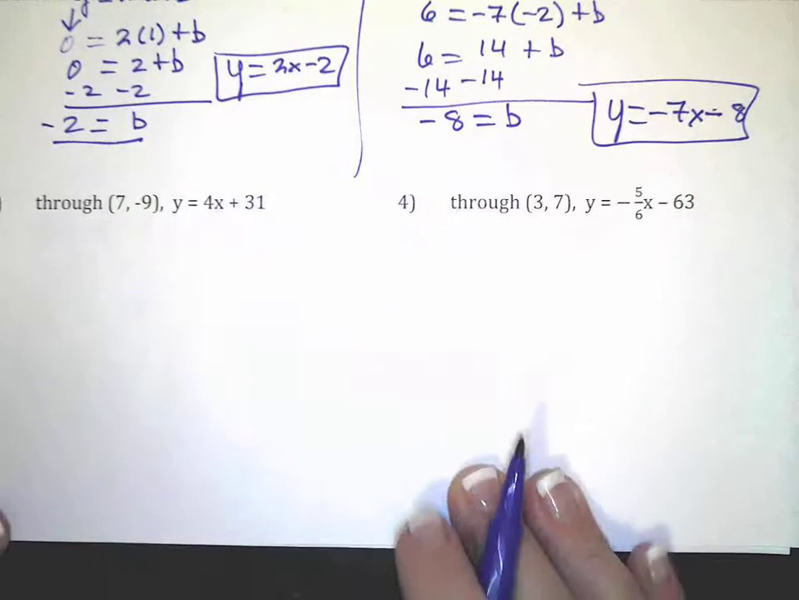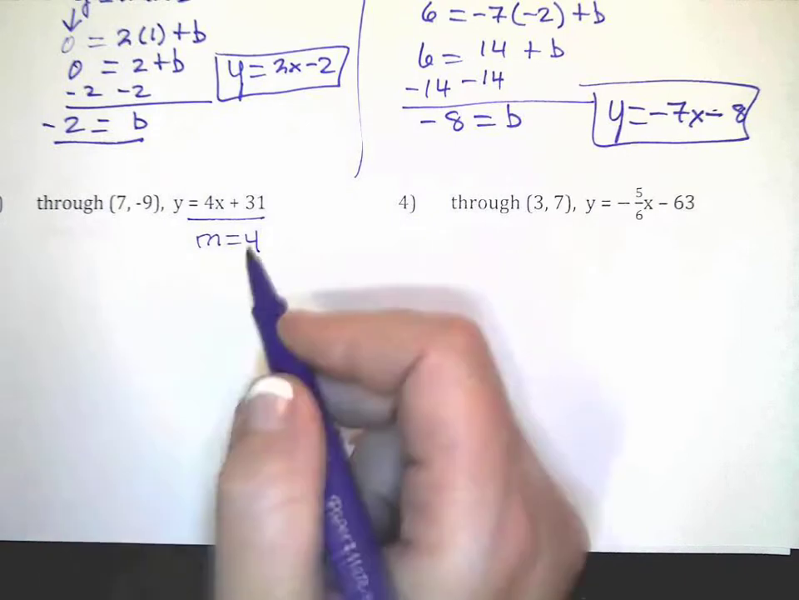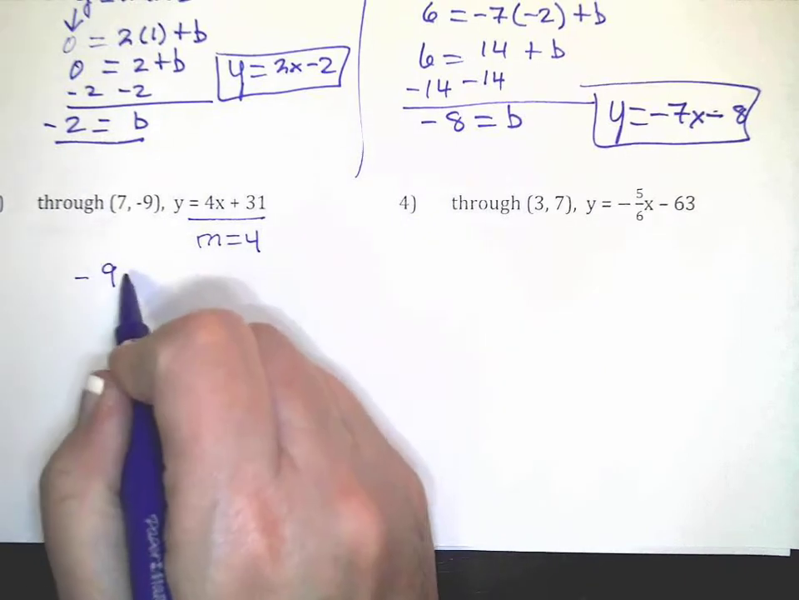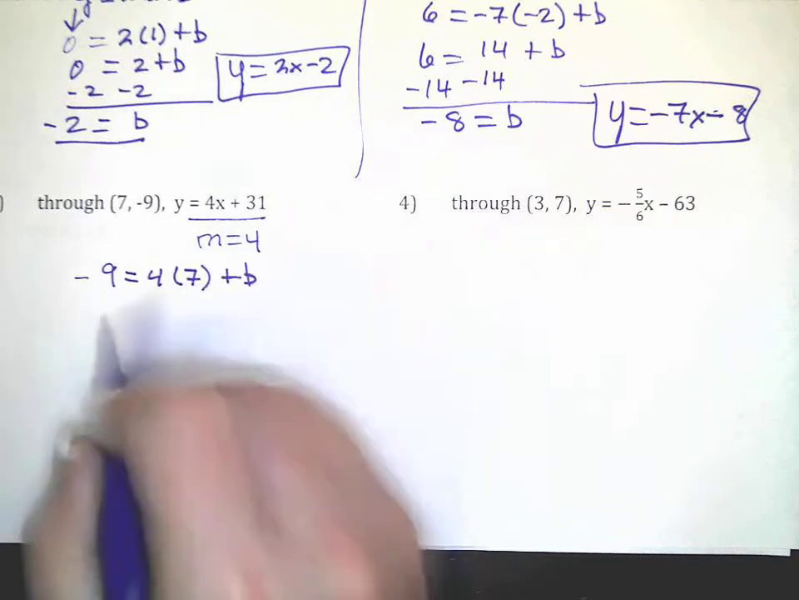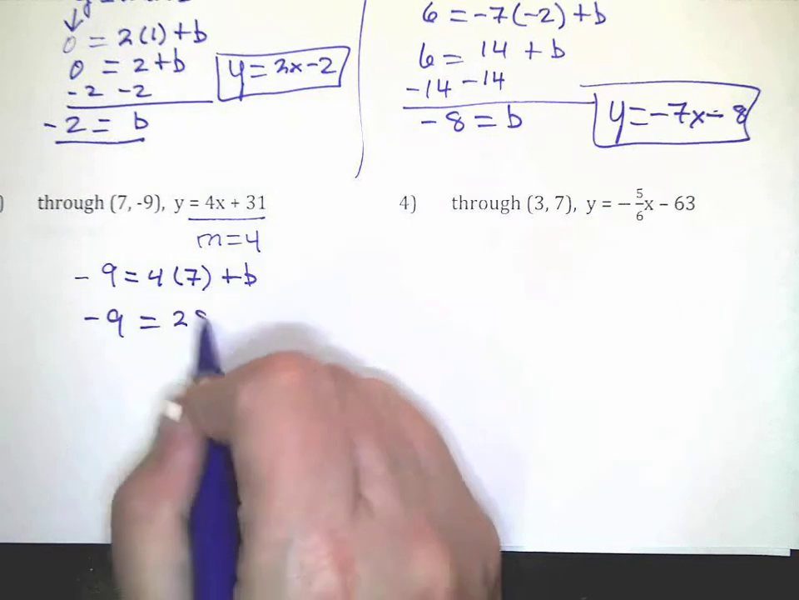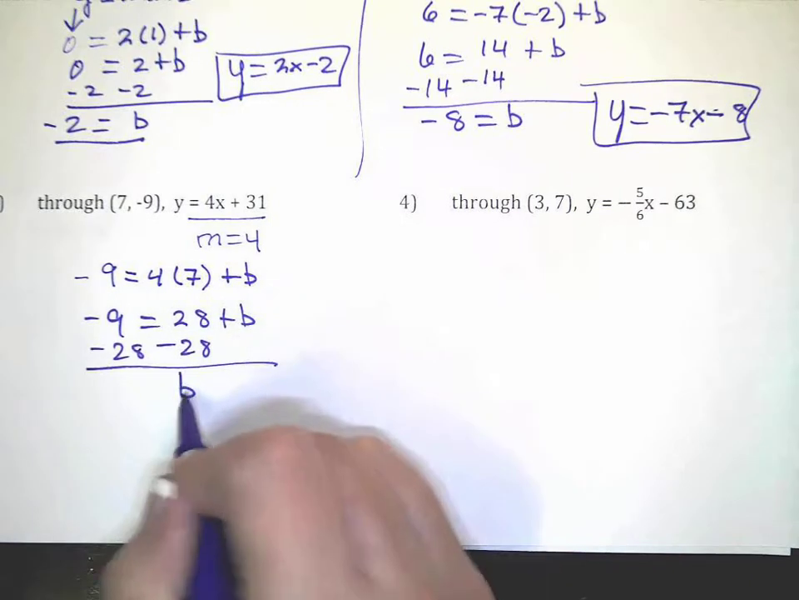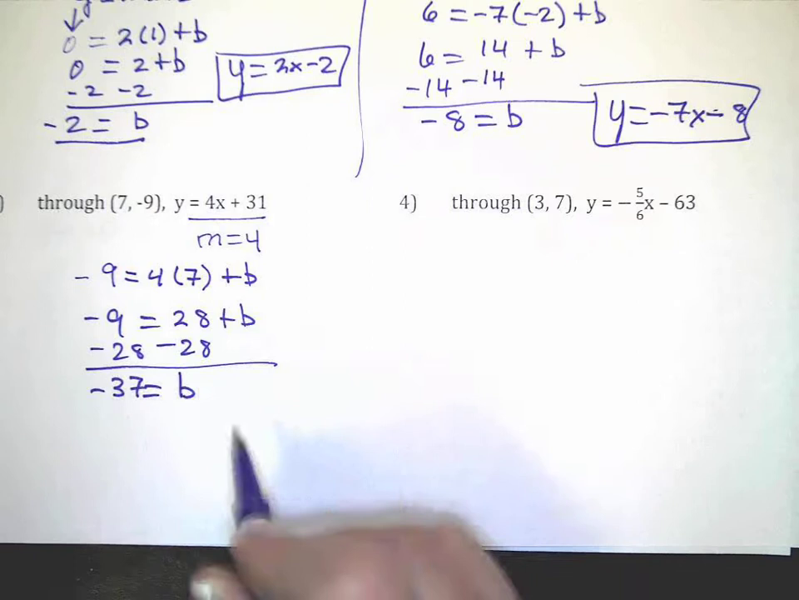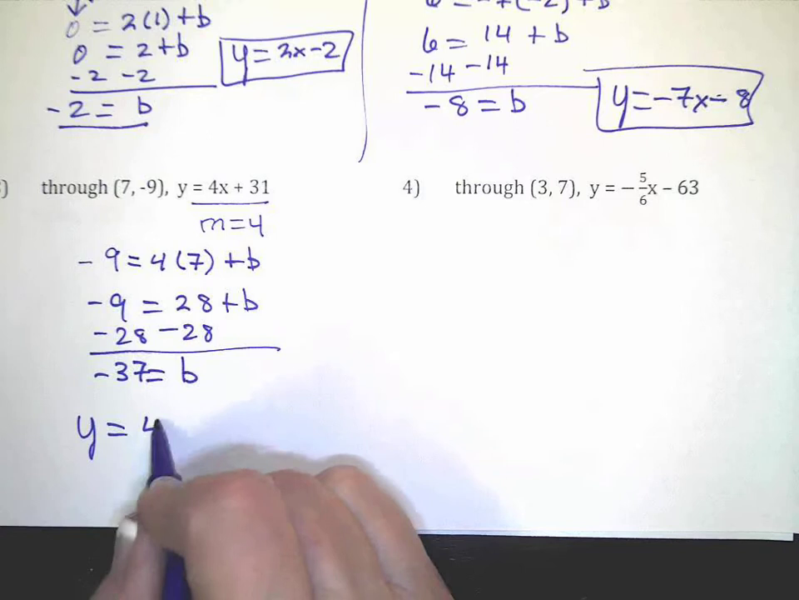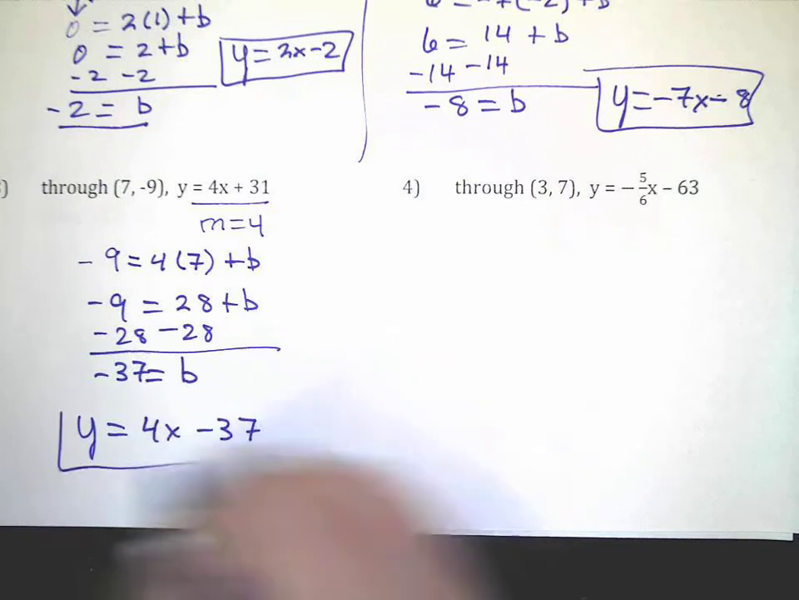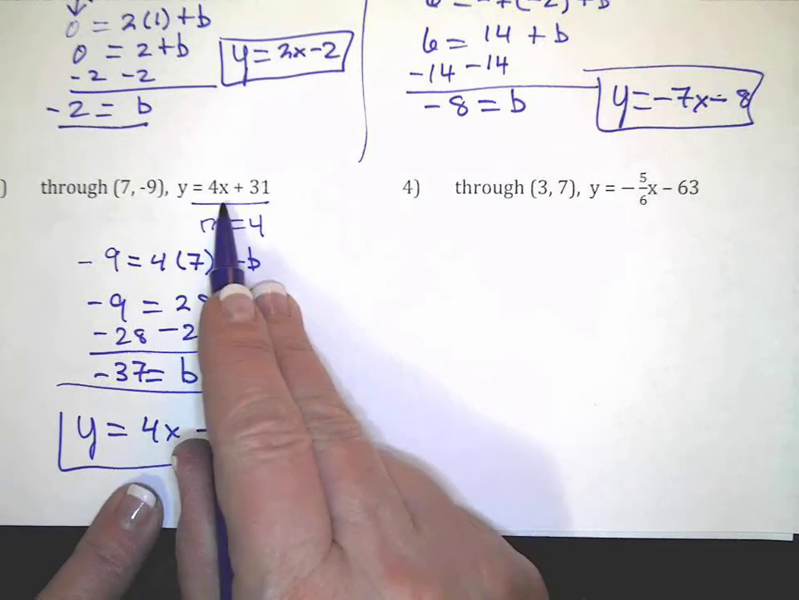All right, number 3. This given line has a slope of 4. Let's substitute what we know. -9 is equal to our slope of 4 times x of 7 plus b. So negative 9 equals 28 plus b. Subtracting 28 from both sides, we're getting that b is equal to negative 37. So our equation becomes y equals 4x subtract 37. So this line is parallel to this line, and it goes through this coordinate.